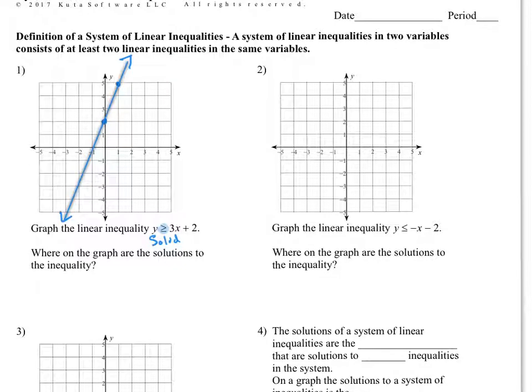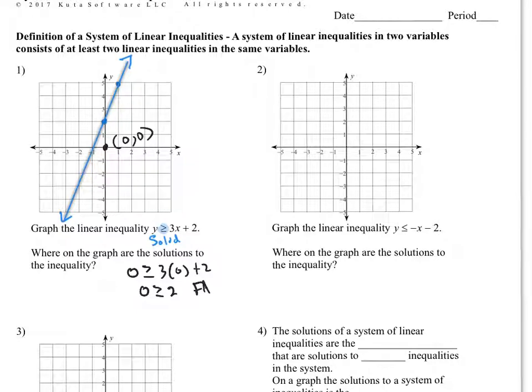What you need to do is take a test point. The easiest test point to use, as long as the line does not pass through it, is 0, 0. So here's my test point, 0, 0. All you do is plug it in. So we get 0 is greater than or equal to 3 times 0 plus 2. We have 0 is greater than or equal to 2.